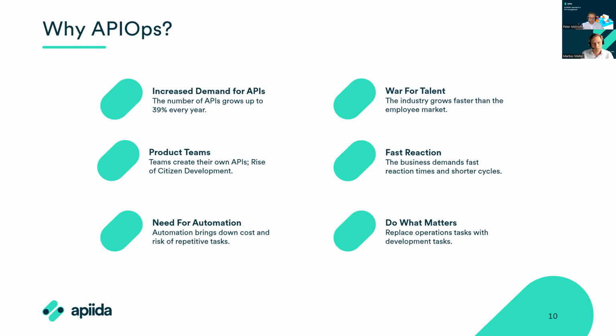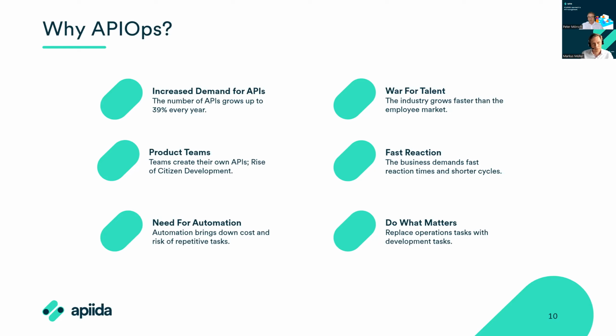Another point is, and I guess everybody knows this, automation. Automation is key because you would like to be as fast as possible. And on the other hand, you would like to not be involved in the operational tasks all the time. You would like to develop APIs. So automation is key, and APIOps brings the automation into place.